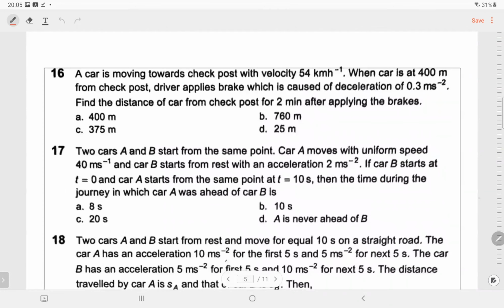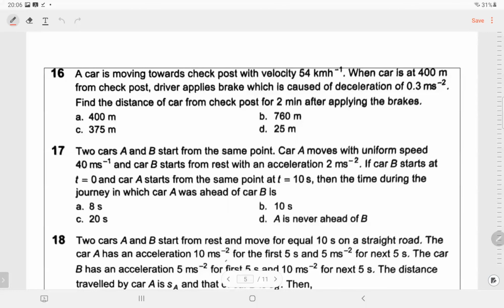Question number 16. A car is moving toward a check post with velocity 54 km/h. When the car is at 400 meters from the check post, the driver applies the brake, which causes a retardation of 0.3 meter per second squared. Find the distance of the car from the check post 2 minutes after applying the brake.